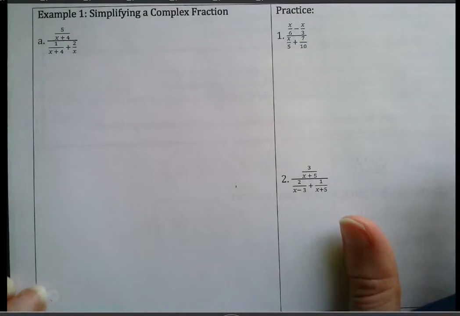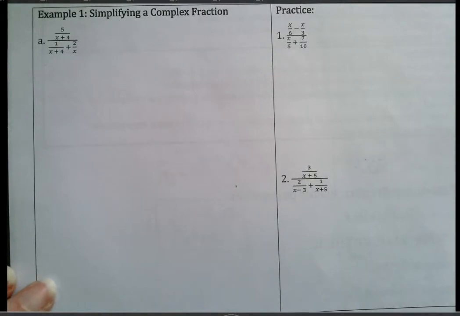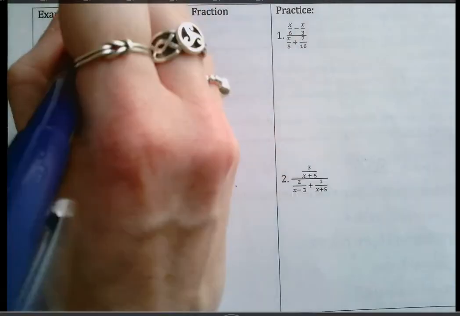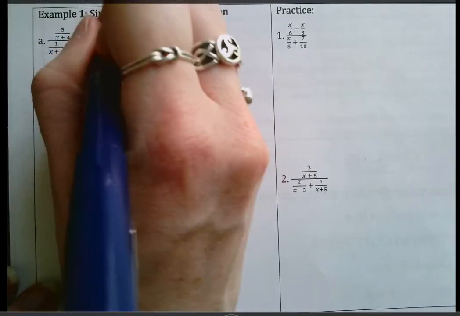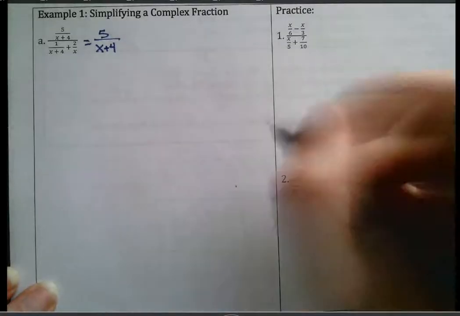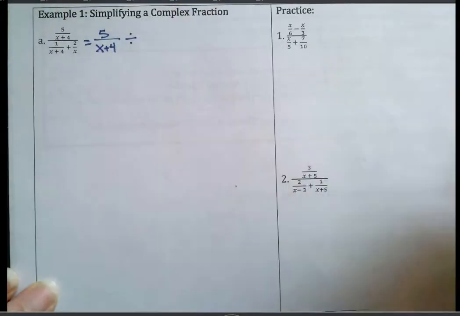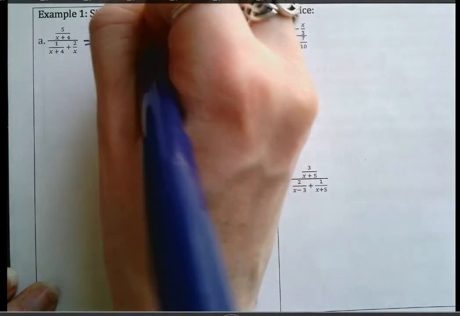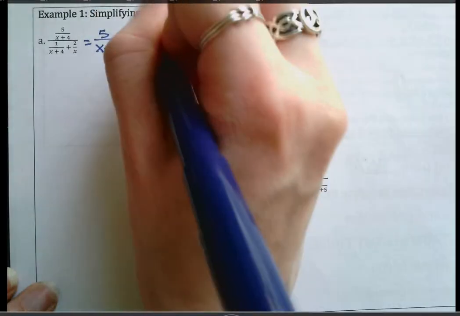So here, example A. What I'm going to do first is rewrite this a little bit so it doesn't look as gross. Really, I have a 5 divided by x plus 4. And I'm going to use my division symbol, that's divided by, well, I need my parentheses here, a 1 over x plus 4 plus a 2 divided by x.